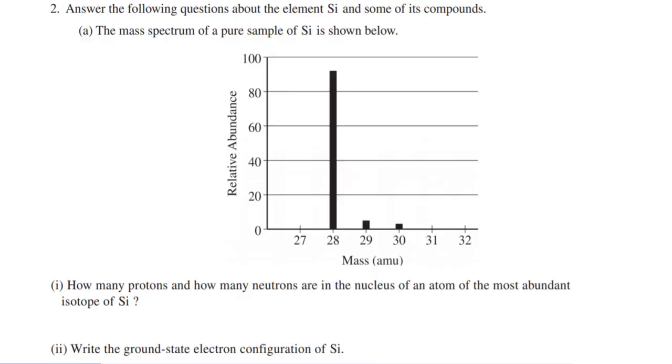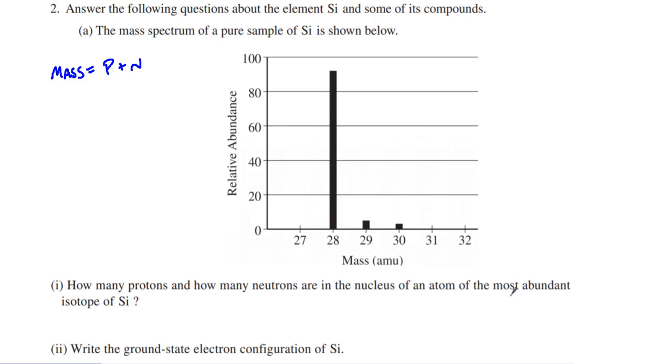But let's get to this exam. You can see the question starts off with a mass spectrum of silicon. And anytime you see mass spectrum, you want to go to the mass number or the number of neutrons and protons. We know that the mass of an element is from the protons plus the neutrons. The electrons weigh essentially nothing comparatively to that proton and neutron.